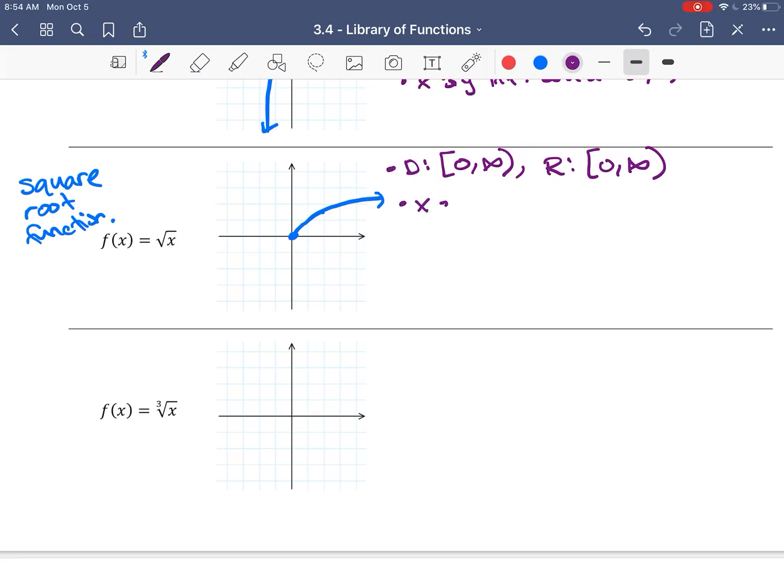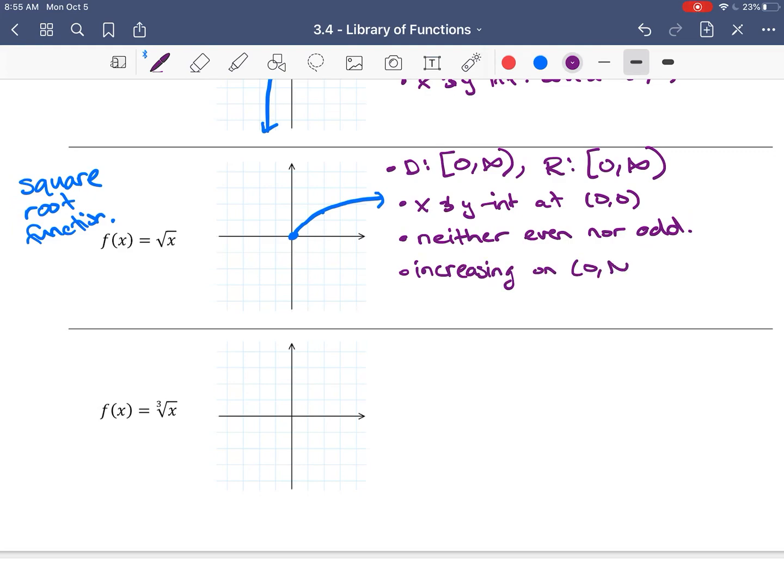The x and y intercepts are at 0, 0, both of them. This function has no symmetry, so it's neither even nor odd. Because if you have a positive x value, the negative one is definitely not in the domain, so there's no point there. And it's increasing on its whole domain, so it's increasing on 0 to infinity.